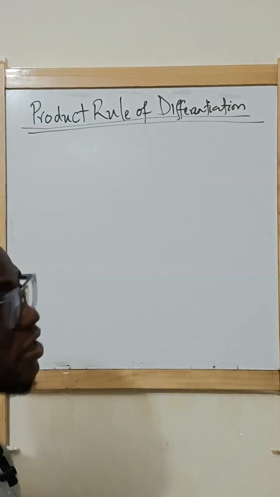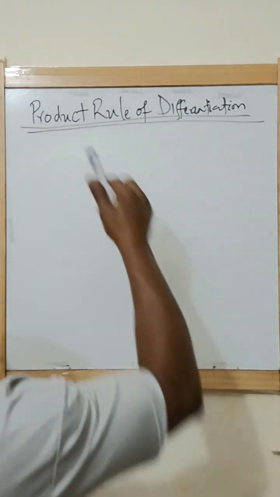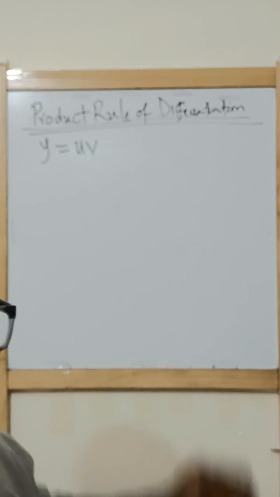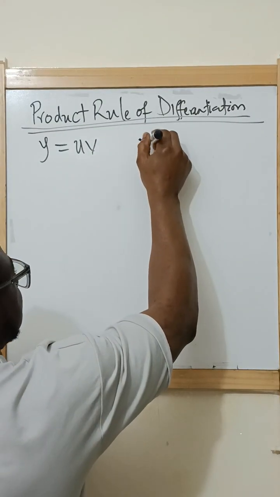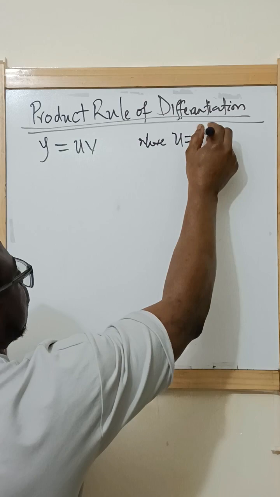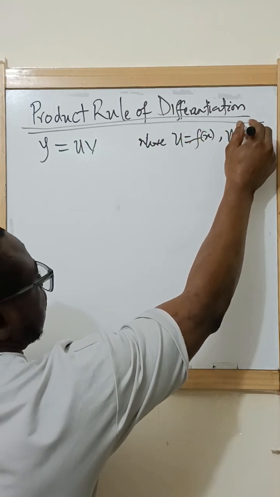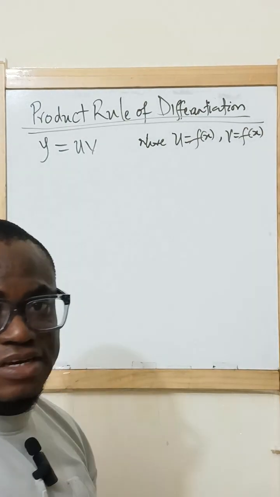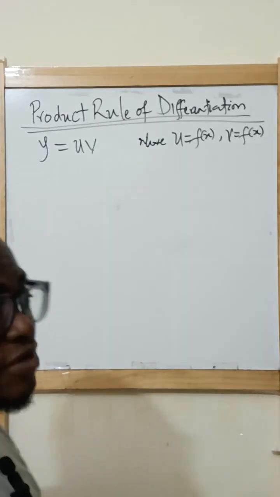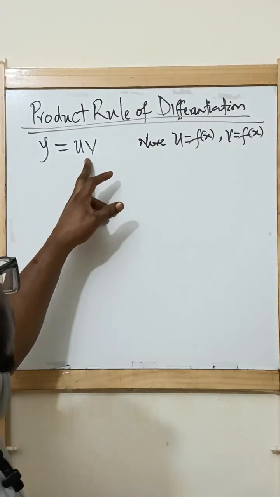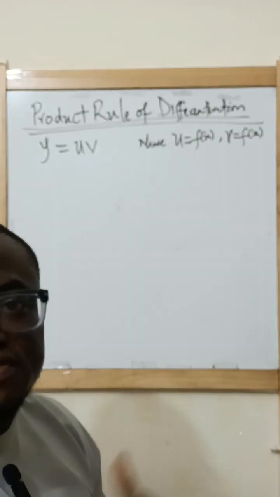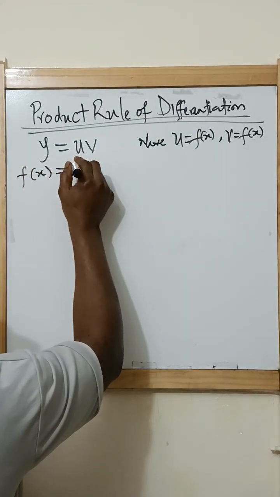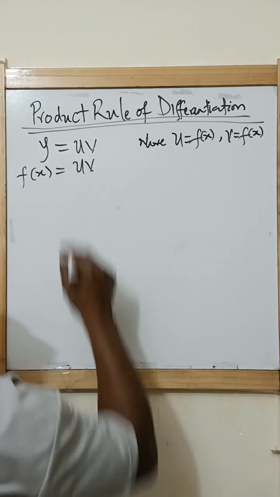Now, if we have a function y equals uv, where u is a function of x and v is also a function of x, they are both functions of x, and they are now multiplying each other. What is going to be the differentiation of this function? Now, this y can also be written as f of x equals uv.